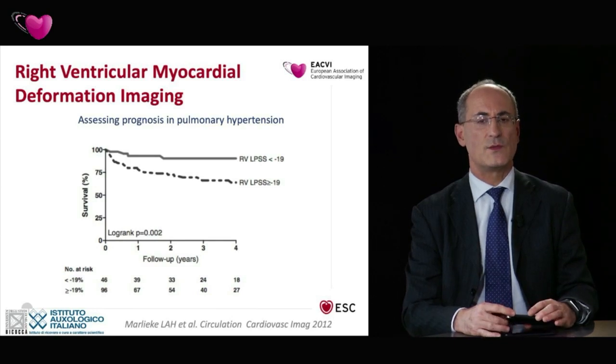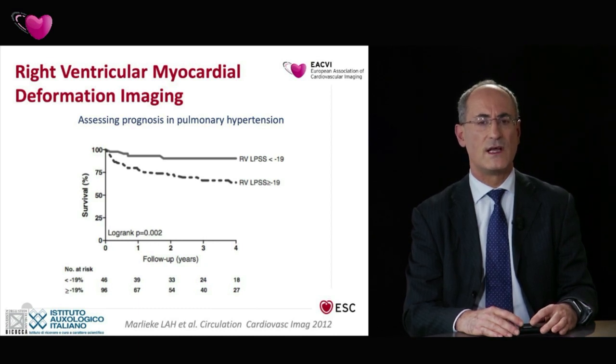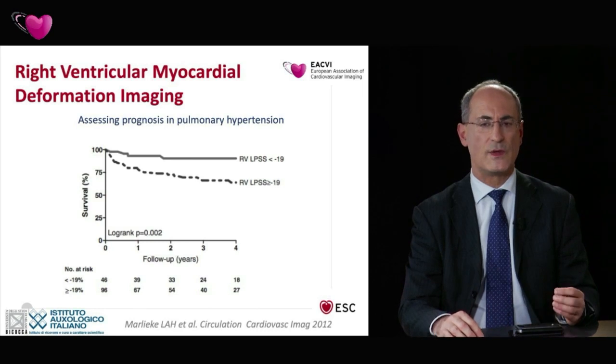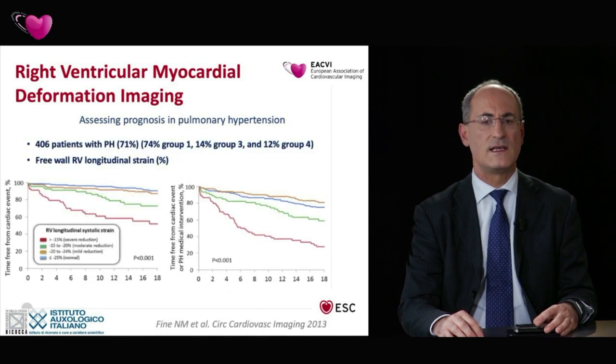And just to finish, a few slides showing the prognostic value of right ventricular strain. The most studied is in patients with pulmonary hypertension, and of course in patients with decreased free wall strain and pulmonary hypertension, there is a decreased survival, and this has been shown by many studies. And this is the largest one, from the Mayo Clinic, of more than 400 patients in the different groups, showing that the free wall strain was a strong determinant of the time free to cardiac events and also the time free to medical interventions.